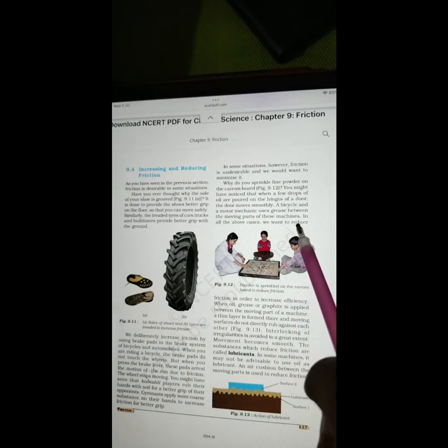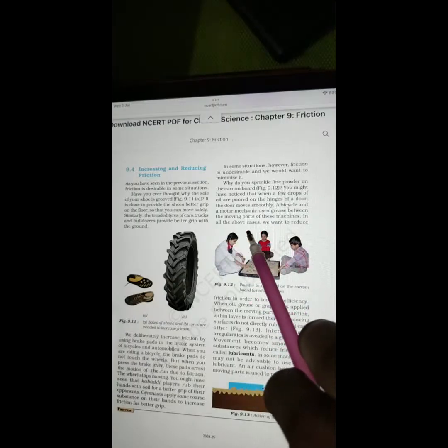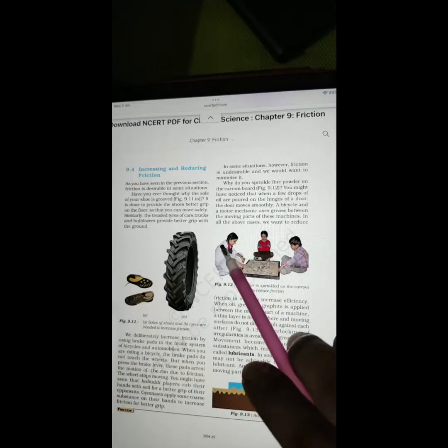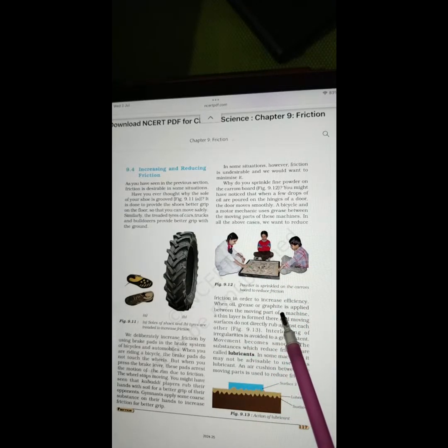smoothly. A bicycle and a motor mechanic uses grease between the moving parts of these machines. In all the above cases, we want to reduce friction in order to increase efficiency. When oil, grease, or graphite is applied between the moving part of a machine, a thin layer is formed there and moving surfaces do not directly rub against each other, as seen in figure 9.13. Interlocking of irregularities is avoided to a great extent.